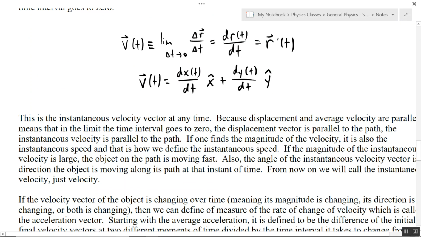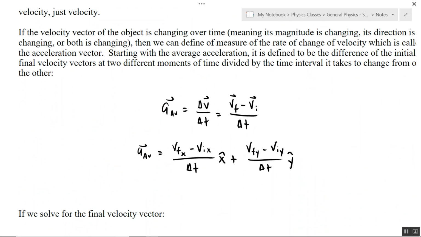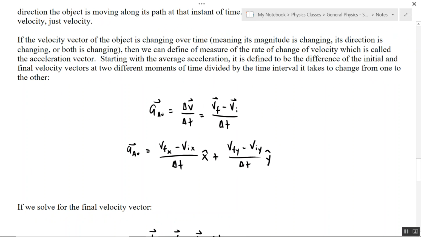All right, so everyone's good? Because we have to go on from here. Everything builds on one another. Okay, so the next thing we're going to talk about is the acceleration vector.